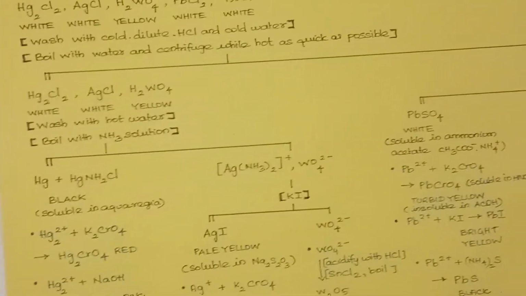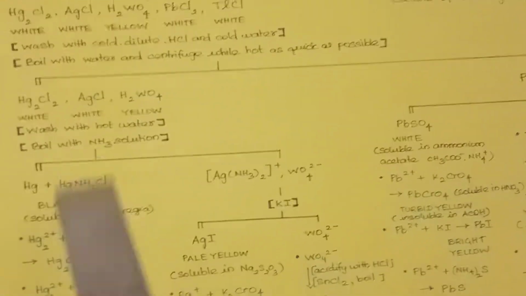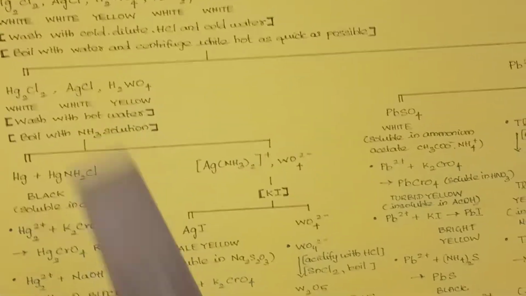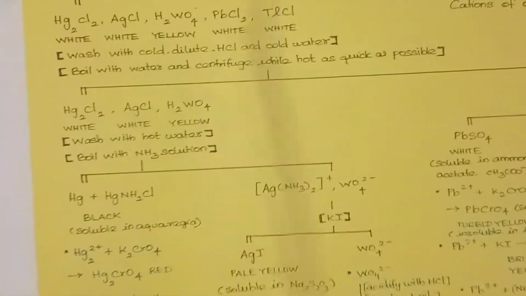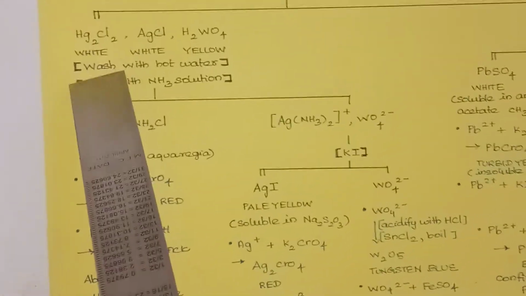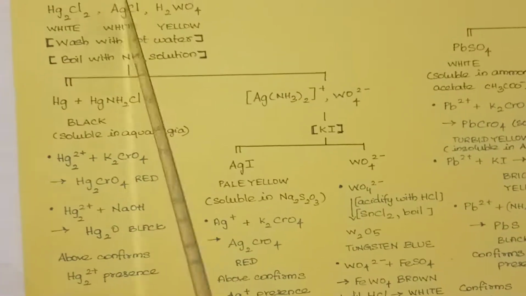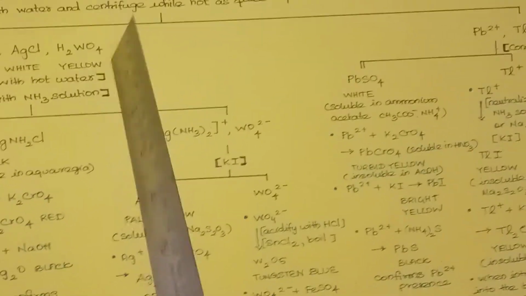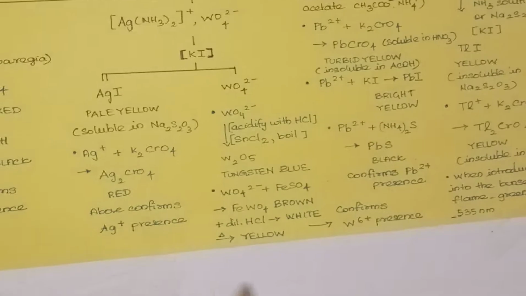Clear? On doing centrifugation, you collect the centrifugate, but the residue still remains white or yellow. Then it can either be mercury in +2 state or silver in +1 state. If you are getting a yellow residue, it directly means that tungstic acid is still present. You can directly go to the confirmatory test given below.